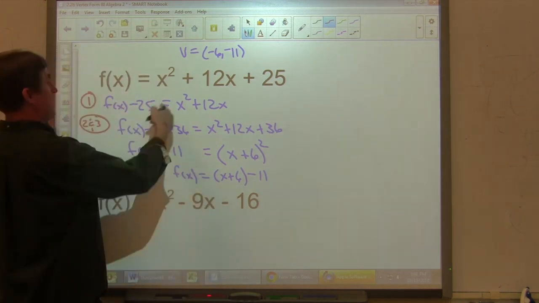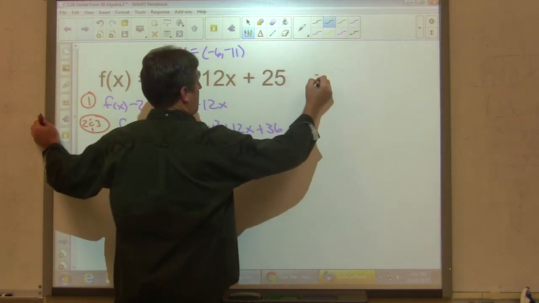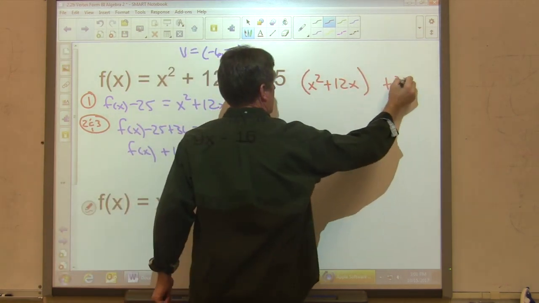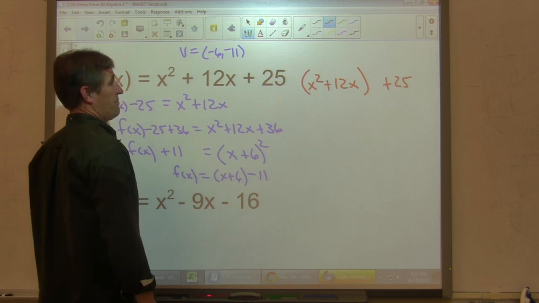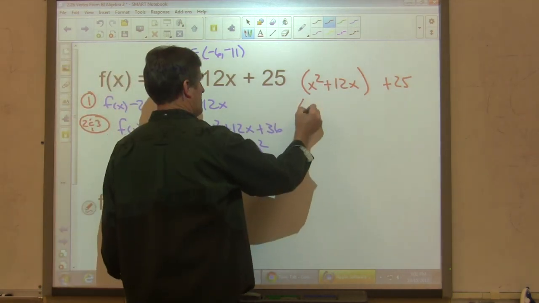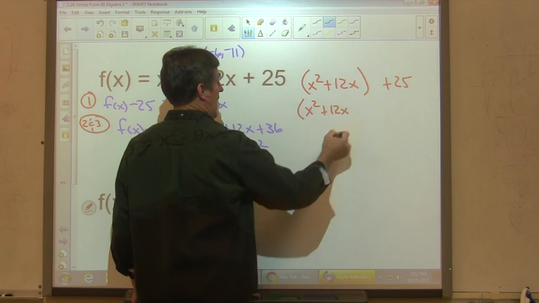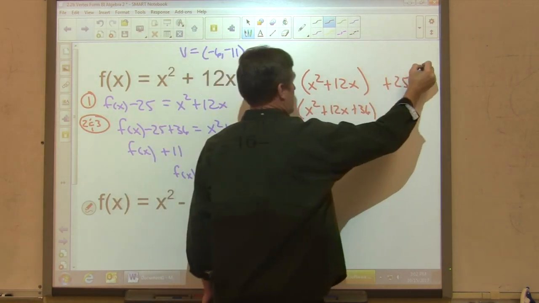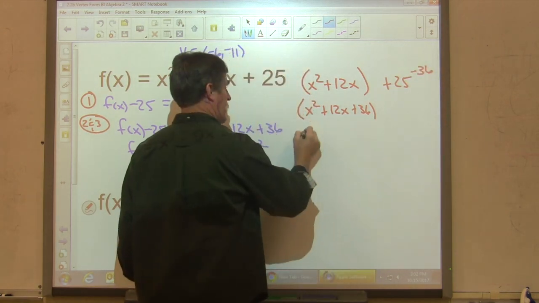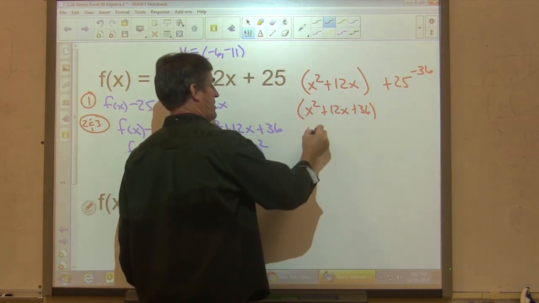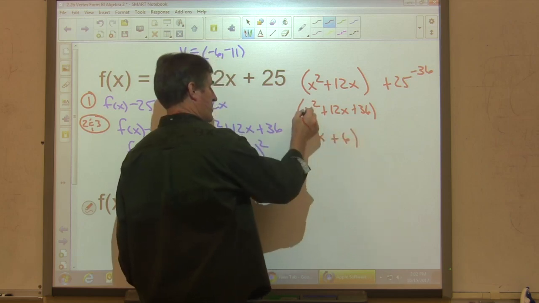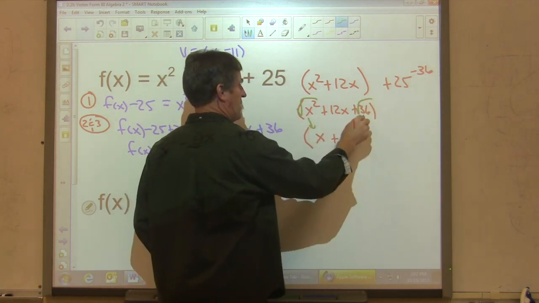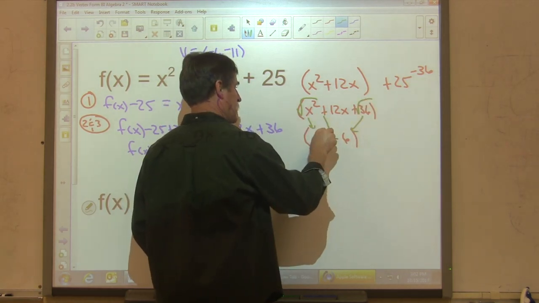just so you can decide which way you like best, we group the x's, we put the 25 on the outside. We take half of b, same steps. Half of 12 is 6, 6 squared is 36. Since I added 36, I subtract 36. And now I write it as a perfect square. Remember, we're taking the square root of this to put here, and the square root of this to put here, and that sign goes in the middle.